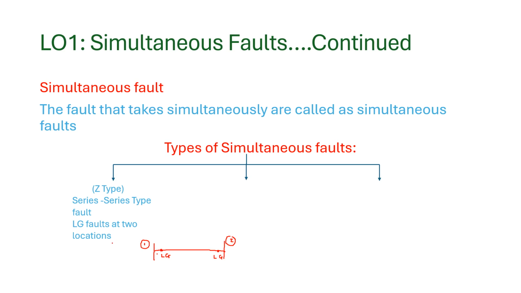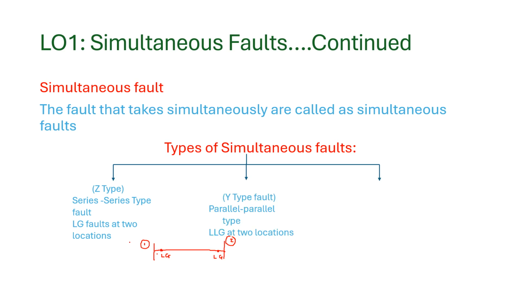Now, what is the percentage of this type of fault? Actually, the percentage of such faults taking place in the power system is very, very less. Most of the faults that take place are unsymmetrical faults, around 95%. And around 10% are symmetrical faults. These simultaneous faults are very, very rare to happen in the power system.